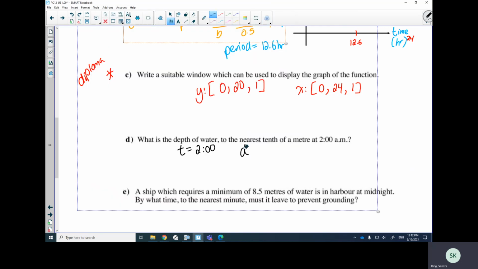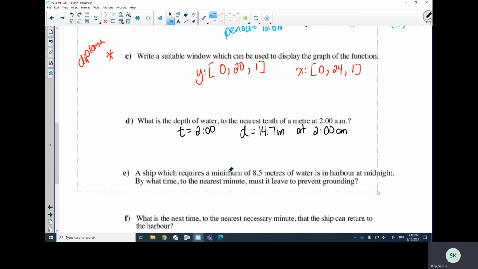So depth is equal to 14.7 meters at 2 a.m. There's an alternate way you can get this 14.7 answer. What you could do is, let's write our formula. So the depth, according to time, is 12 plus 5 cosine 0.5 t.